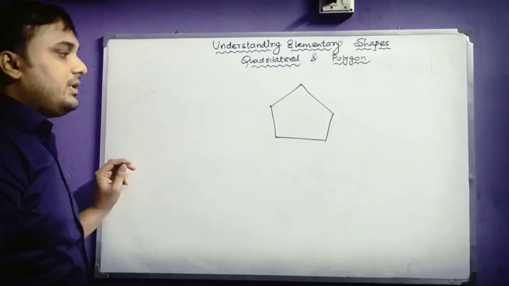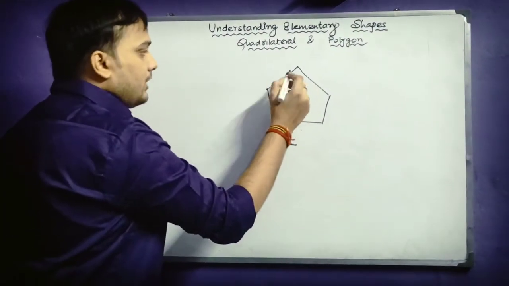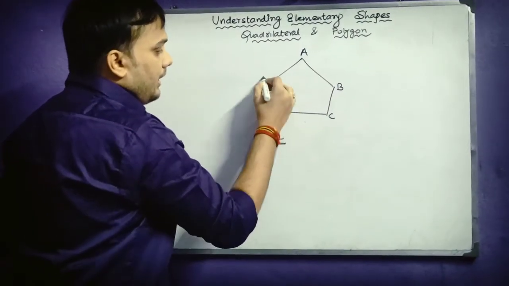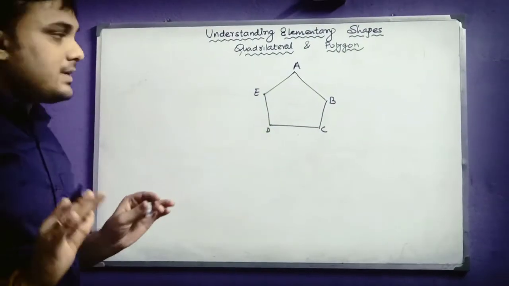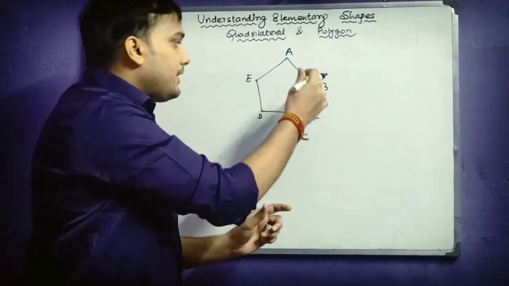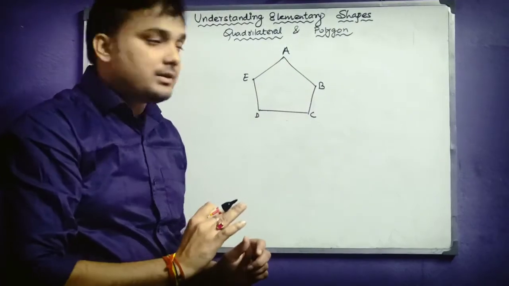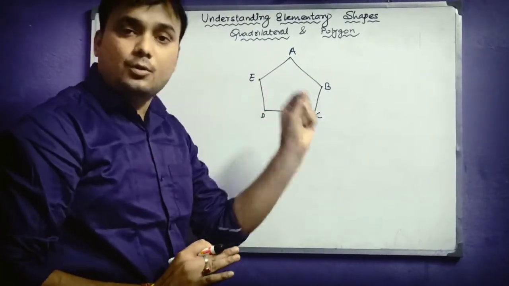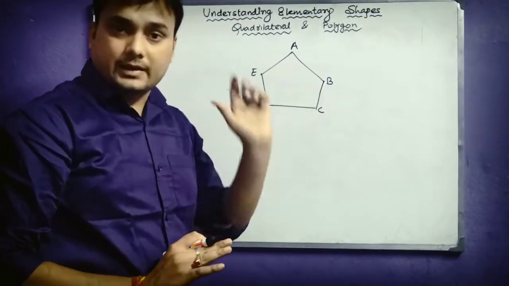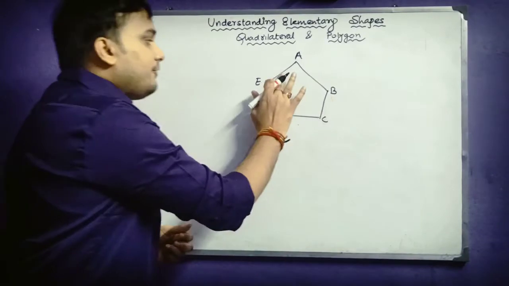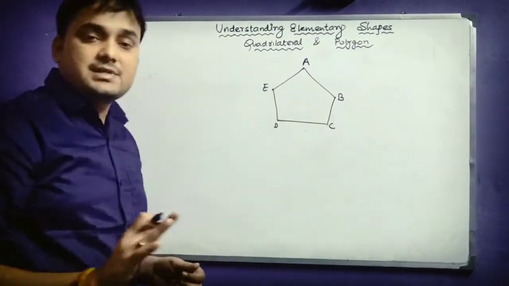how many sides are there. There are a total of 5 sides. Let me give the names: A, B, C, D, E. So students, you can see it is a closed figure in which all the sides are line segments and are joined with each other. Okay, so this is a simple closed figure formed with line segments. You can see here there are a total of 5 line segments. So that means there are a total of 5 sides.